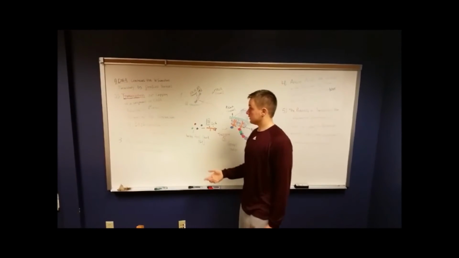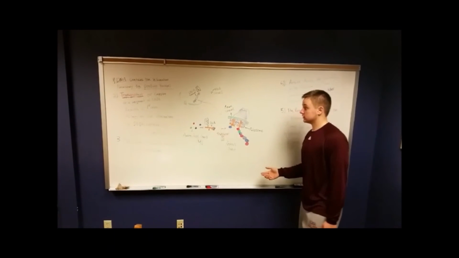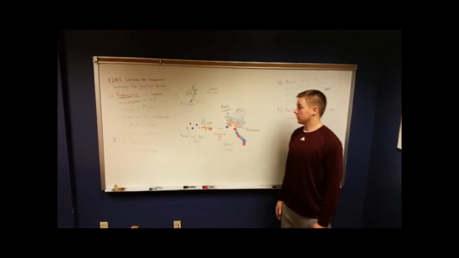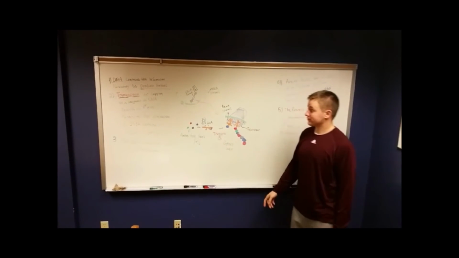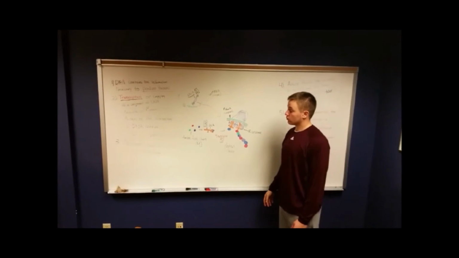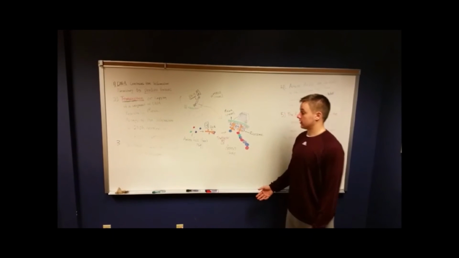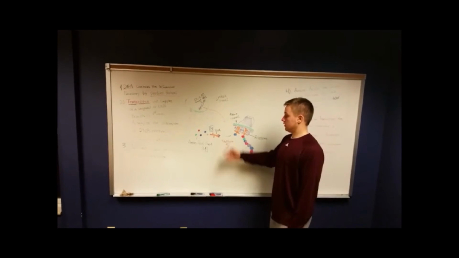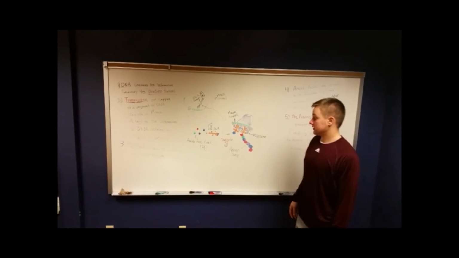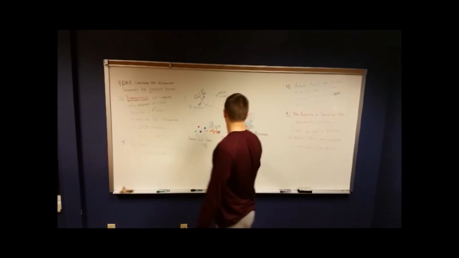Number 1 here, the DNA contains the information necessary to produce proteins. Number 2, here, transcription, or copying of a segment of DNA, results in mRNA, a copy of the information in DNA needed to make a protein. Number 3, here, the mRNA leaves the nucleus and goes to the ribosome, which is here.